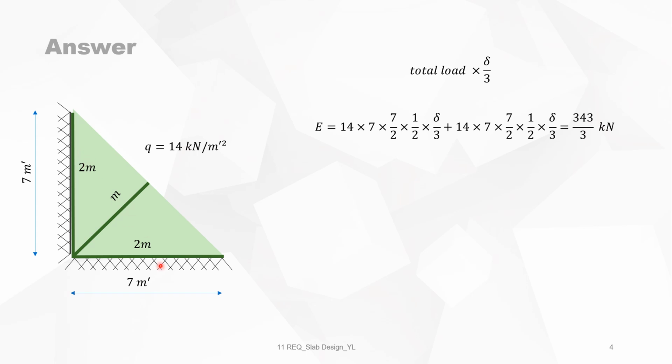Notice that because of complete symmetry, it's all triangles. So in fact, E, you can find it immediately by taking the total load on the triangle and multiplying it by delta over 3.